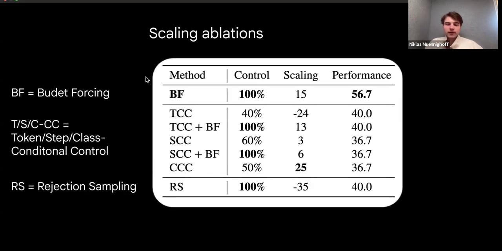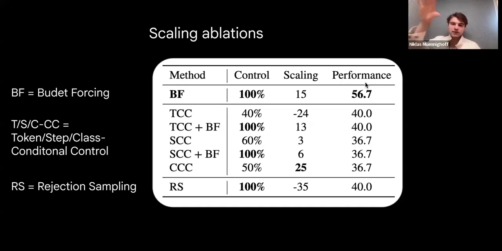Great. And then some quick scaling ablations. We tried these other methods we briefly mentioned before, token control and rejection sampling, and then used these metrics that we discussed: control, scaling, performance. The quick takeaway here is that budget forcing, BF at the top, is pretty good because it gives us perfect control. We can exactly control how long the budget is. The scaling is good, so it's positive. More budget gives better performance, as we saw in the plots before, and we reach a pretty good final performance here. I think this is AIME 57. So overall, this is a really decent method, but it can be combined with others.